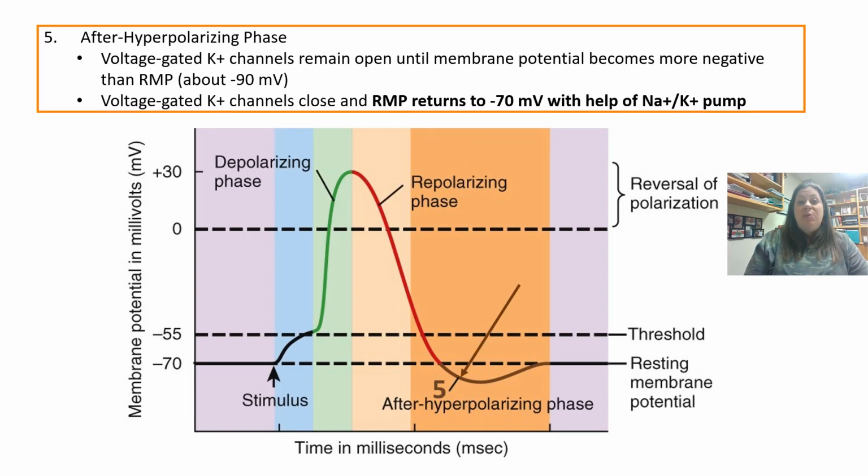Now, there is a time that there's what we call the after hyperpolarizing phase. This is when the voltage-gated potassium channels remain open until the membrane potential even becomes more negative than the negative 70. It actually gets to about a negative 90 millivolts. The voltage-gated potassium channels then will close, and the resting membrane potential will return to that negative 70 with the help of the sodium-potassium pumps. So the sodium-potassium pumps will reestablish it back to that negative 70 mark.